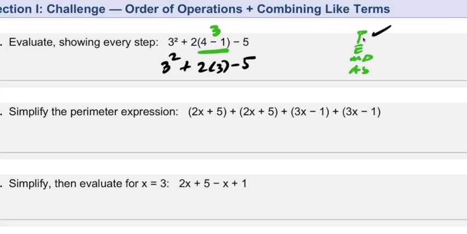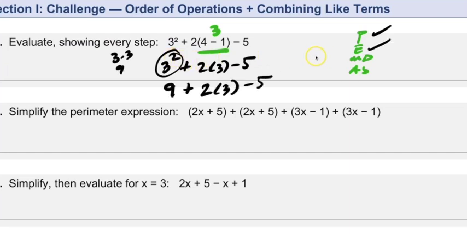So we did parentheses. Next, we're going to do exponents. So there's one exponent, 3 squared. 3 squared is 3 times 3, so 9. I'm going to rewrite everything once again. Now we're going to multiply and divide. There's only one multiplication or division I see. So that's in the middle here. 2 times 3 is 6. So I get 9 plus 6 minus 5.